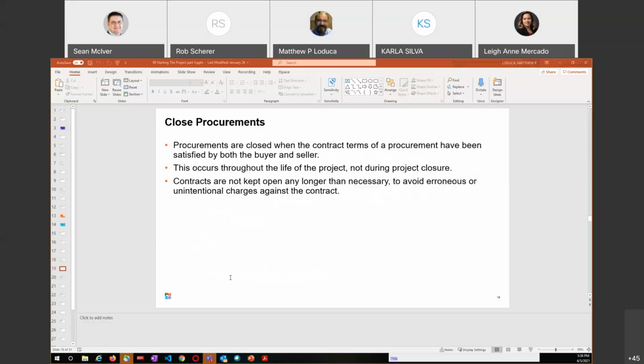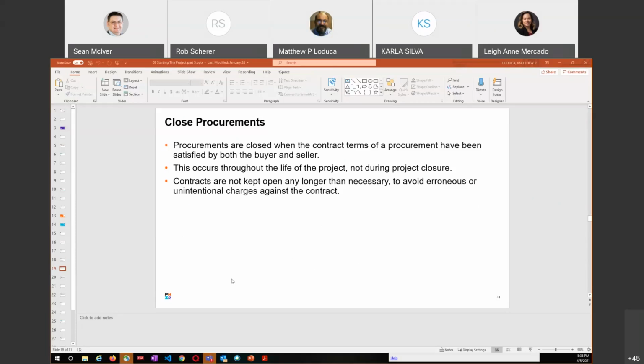Close procurement. So this, I talked about earlier. This was actually a whole separate business process in PMBOK version 5 and before that. And then in 6, it went away. It became part of just the regular closing stuff. Procurements are closed when contract terms of procurement have been satisfied by both the buyer and the seller. So the buyer says, yes, you delivered everything that I wanted, and the seller says, I delivered everything you wanted, and we're all happy, and contract terms are met. So you close out the contract.